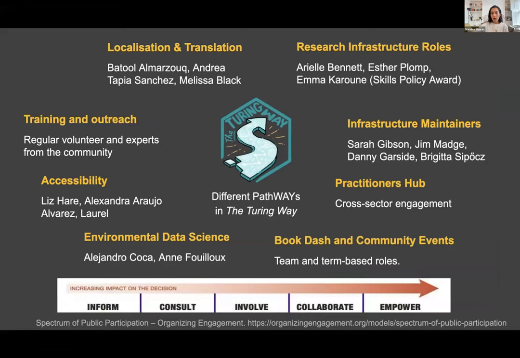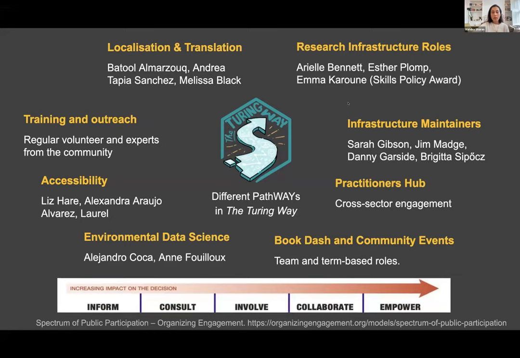There is a lot of work happening. Of course, the book has become one of the ways to share with the world, but the community is where a lot of activism and intervention work is happening. So beyond translation, we have people who have been working on research infrastructure roles by making the case for how different kinds of roles should be formalized in institutions so they can prioritize open science practices and integrate those considerations in the project. They have also recently published a paper called Manifesto for Open Research Infrastructure Roles.